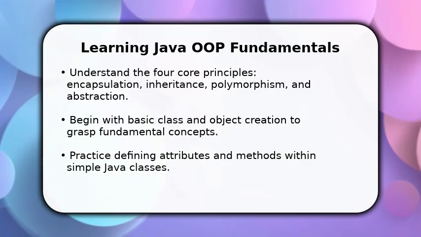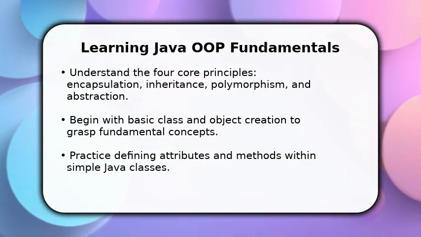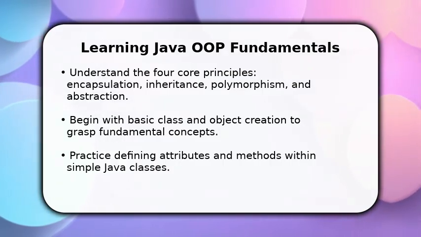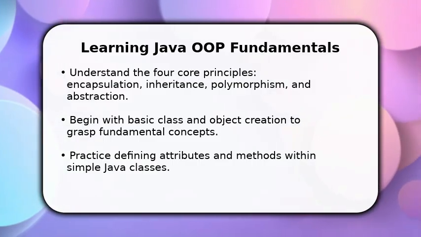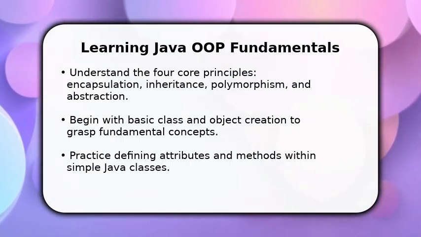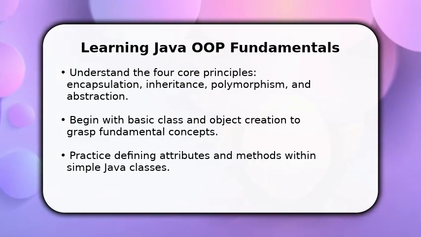In this video, I will explain how to learn Java OOP. Object-oriented programming, or OOP, is a fundamental paradigm in Java. It helps organize your code into reusable modular components. We'll start by exploring the four pillars of OOP: encapsulation, inheritance, polymorphism, and abstraction. Mastering these concepts is crucial for writing efficient and maintainable Java applications.